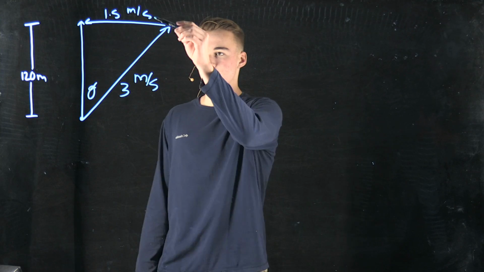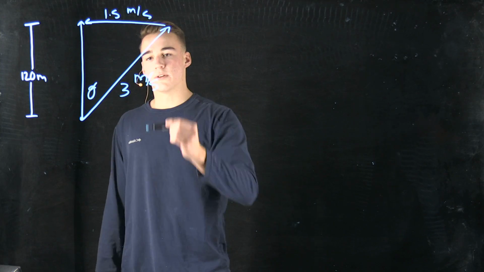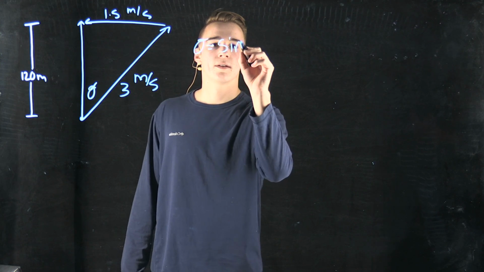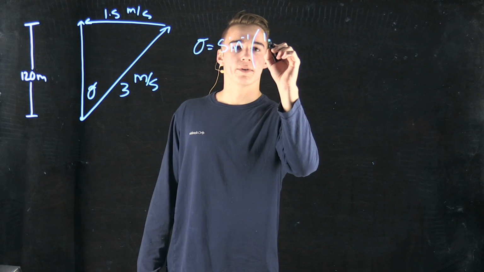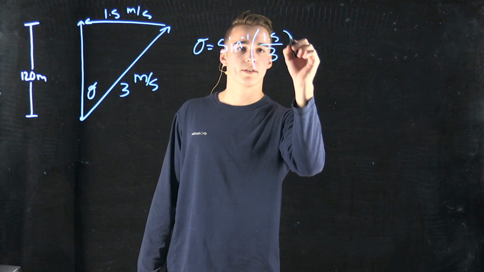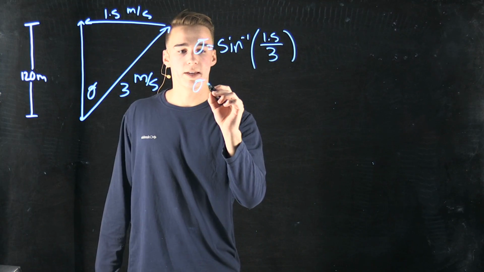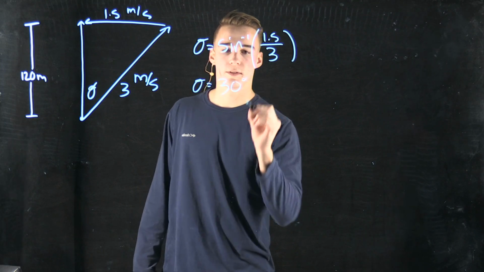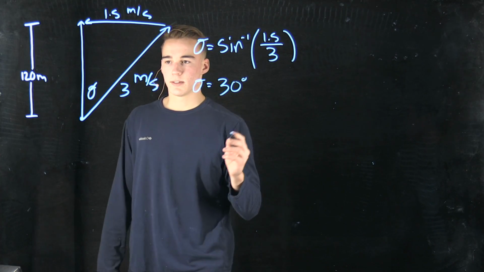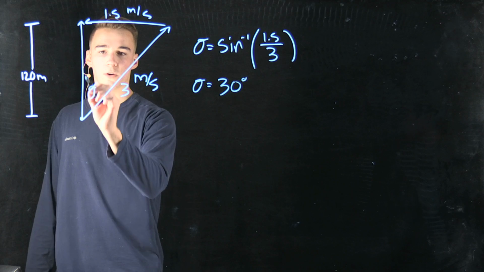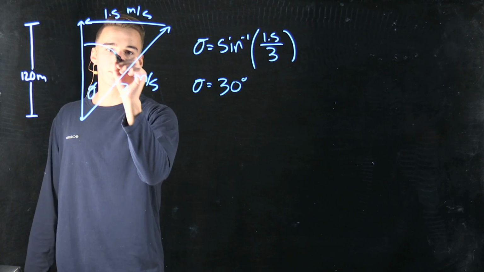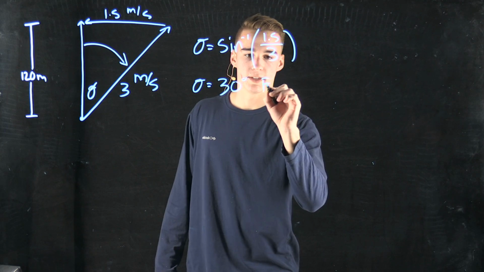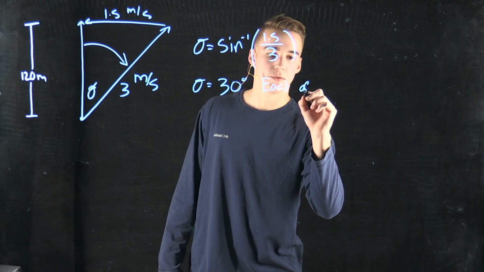And if we see this relation of opposite over hypotenuse, we can use the inverse sine of opposite, 1.5, over hypotenuse, 3. So theta is equal to the inverse sine of 1/2, which is just 30 degrees. Now since we're going north, and then we're saying we're doing 30 degrees east, this 30 degrees would actually be east of north.